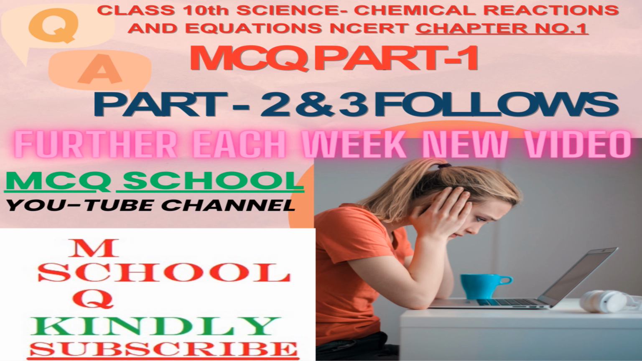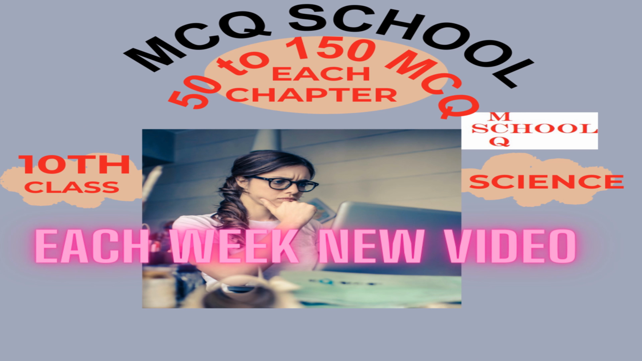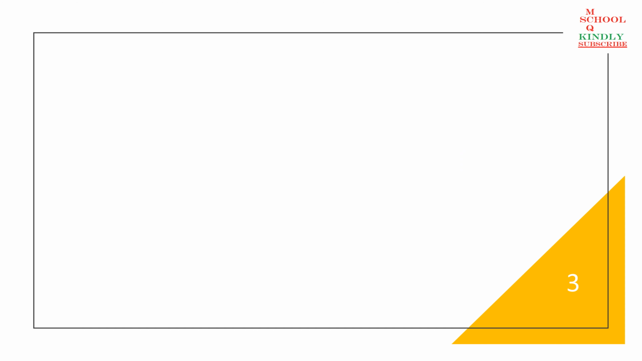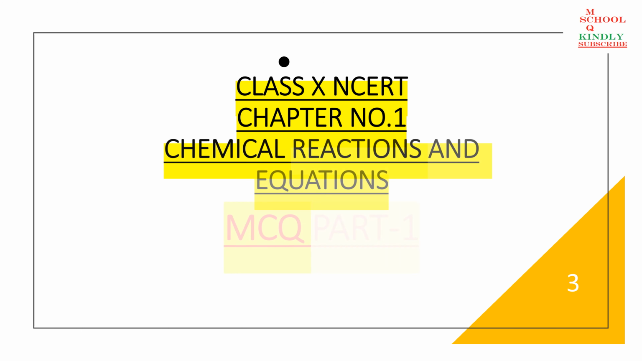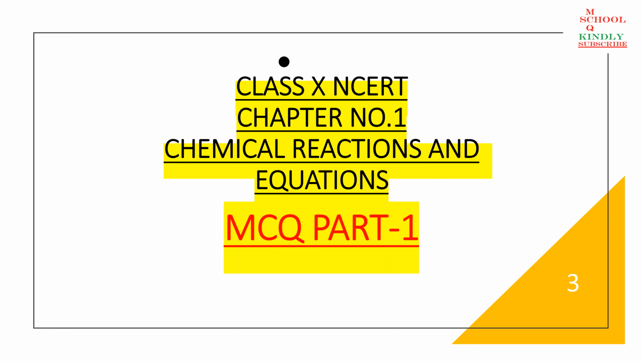In this new channel today we are going to start class 10th NCERT chapter number 1 Chemical Reactions and Equations MCQ part 1. Further we are going to show more MCQs of this chapter through MCQ part 2 and 3. MCQ School is going to cover all chapters of class 10th science in 2-3 parts with a total of 50 to 150 MCQs for each chapter. Let us start chapter number 1 Chemical Reactions and Equations MCQ part 1.